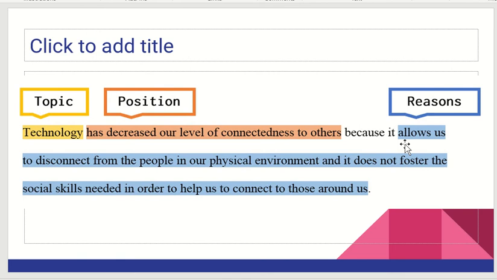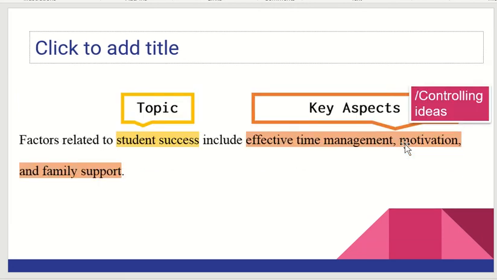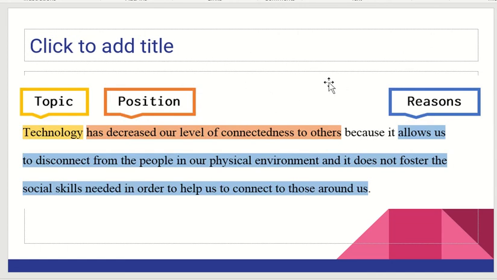Okay. This is an example of a thesis statement for an argumentative essay. Just now, that was for an expository essay, because expository essays talk about factors, causes, effects, problems, solutions, compare and contrast. However, when we have an argumentative essay, we also have positions and you give out the reasons. For example, the topic here is technology.